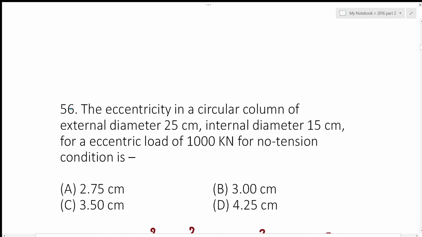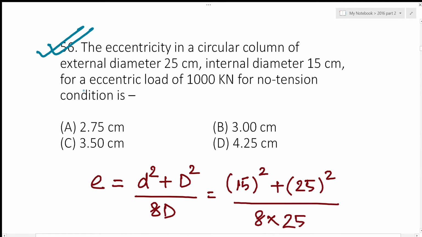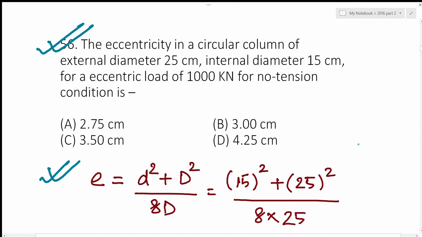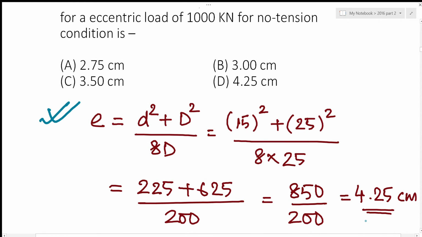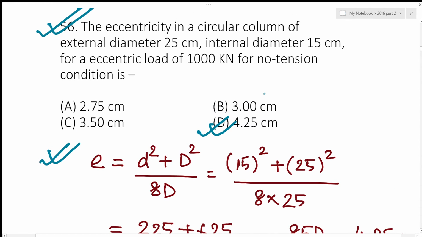Next question, the eccentricity of a circular column of external dia 25 centimeter, internal dia 15, for an eccentric load of 1000 kilonewton for no tension condition is? Now you can directly apply the formula in this particular case. The eccentricity is given by (inner dia square plus outer dia square) by 8 times the outer dia. So you just replace the values over here, and the answer would come out to be 4.25 centimeter.